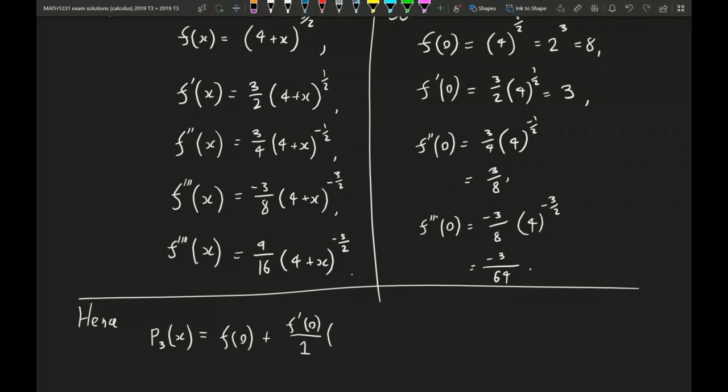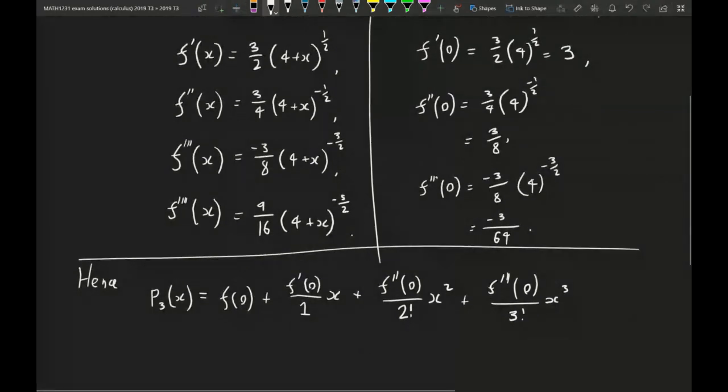It's x minus 0 to the power of 1, so I can just write that as x to the power of 1, x. If you want, you can write that as x minus 0, but that seems a bit silly. Second derivative at 0 over 2 factorial x squared, and a third derivative at 0 over 3 factorial. Now, we just need to plug these numbers in and we'll have the series.